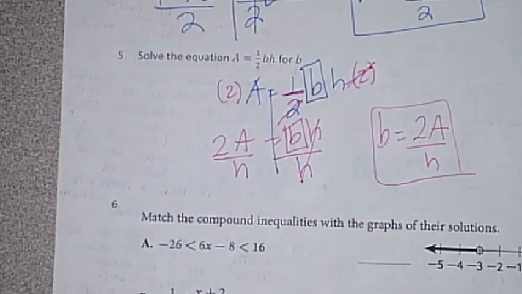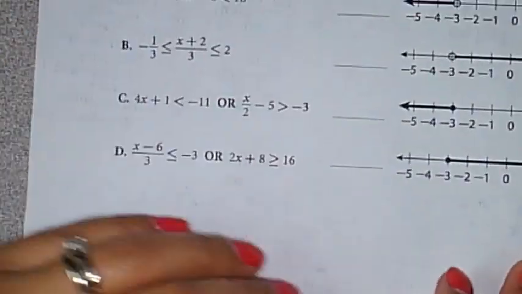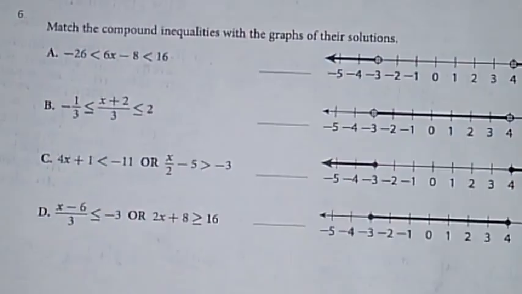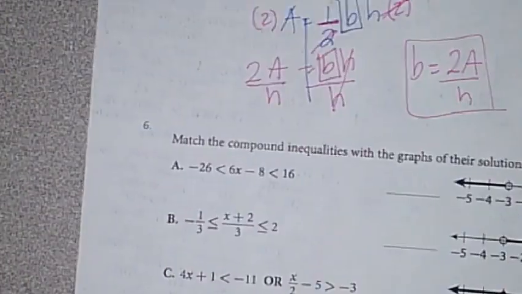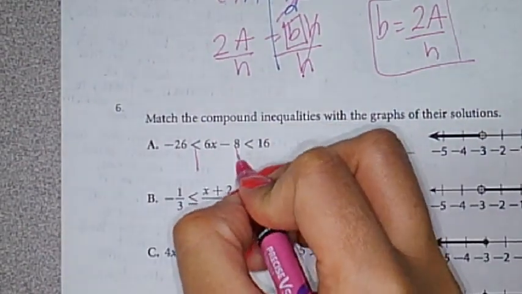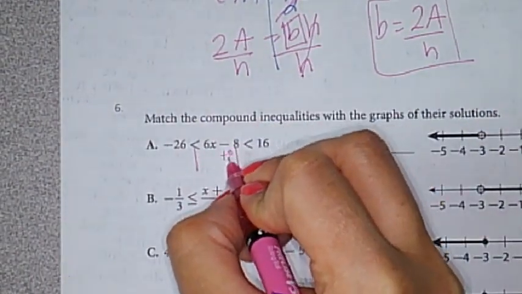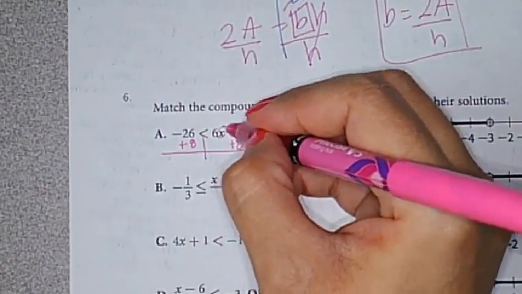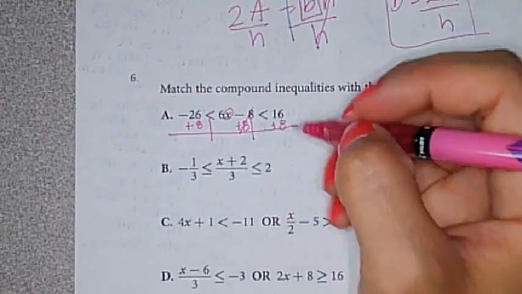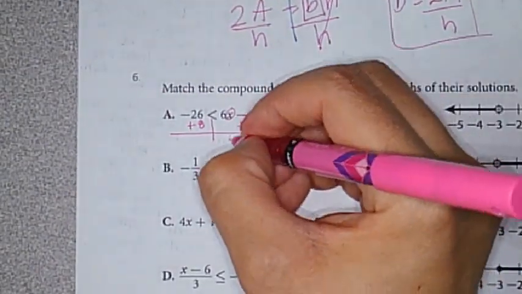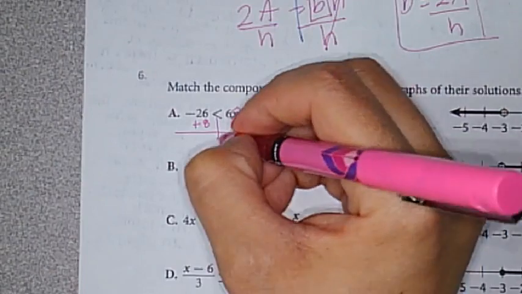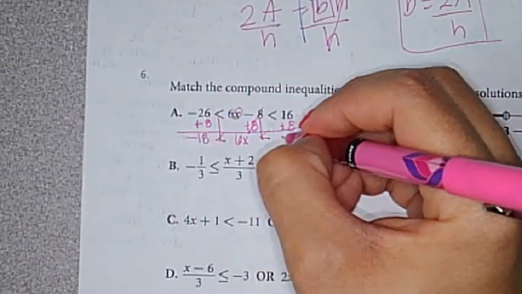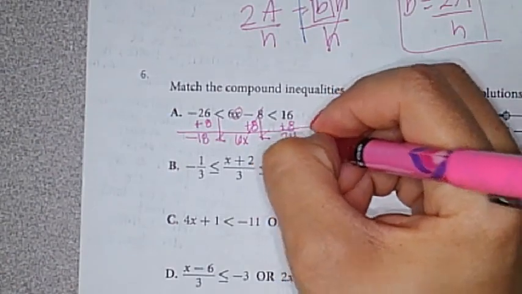Right, so then in the bottom, we're supposed to match each inequality to the graph. Okay, so I'll start with A, and I can do it here in this space. I'll start with plus 8. Right, to isolate the x, I get rid of the minus 8 by doing plus 8, the inverse. I'm left with 6x. Okay, this will be negative 18, and this will be 24.